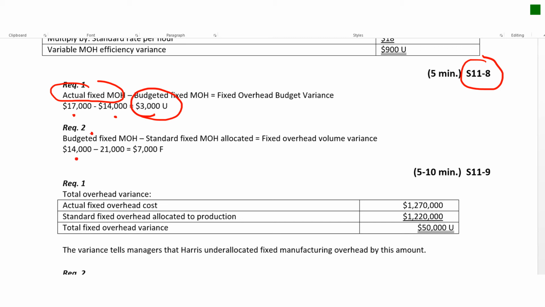On part 2, for your volume variance, again, in this case, you compare the budgeted fixed overhead, which was given. The standard allocated is where you took that fixed overhead rate, which was $21, and multiplied that by the production. That's where they got that 21,000. In this case, because you're less than the standard allocated, it means you're more efficient, your volume's good. That's going to be a $7,000 favorable variance.